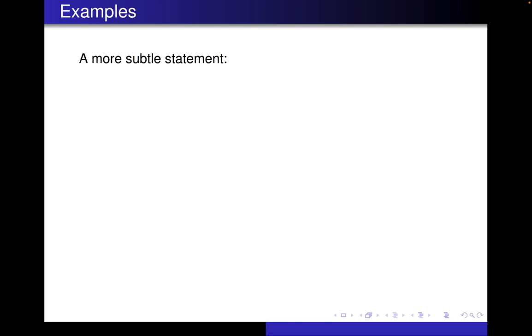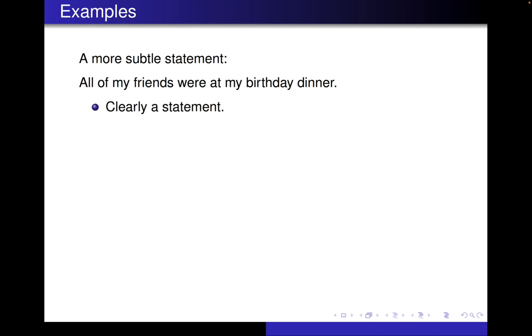So here's another one that maybe it's hard to see the open sentence, but it has an open sentence in it, and it is a statement, and that is, all of my friends were at my birthday dinner. Okay? Now, clearly a statement, right? Either all of my friends were at my birthday dinner, or if even one of my friends was missing from my birthday dinner, it's going to be false. So if all my friends were there, true. If at least one of my friends was missing, false. All right, so it is a statement.